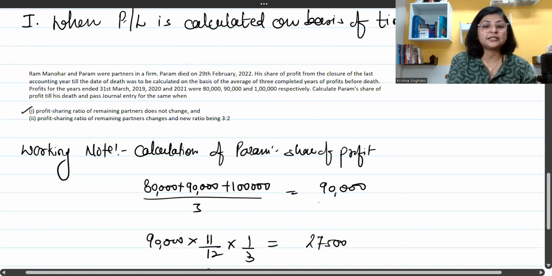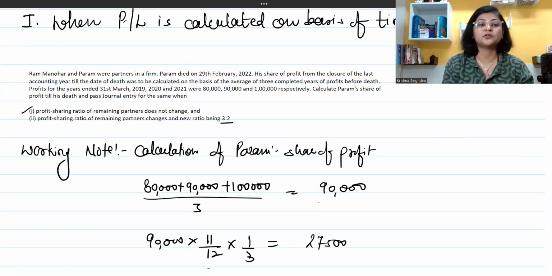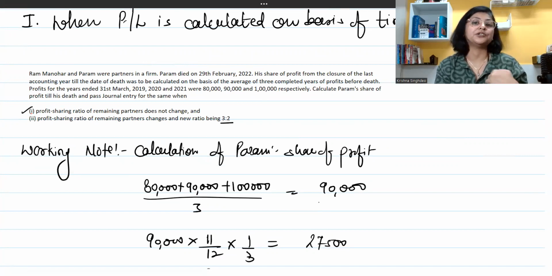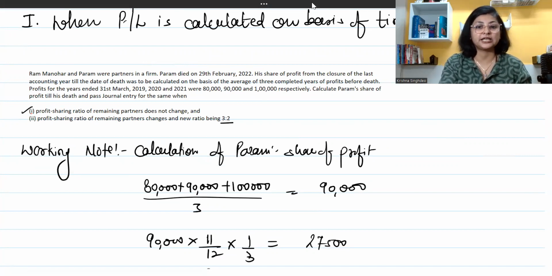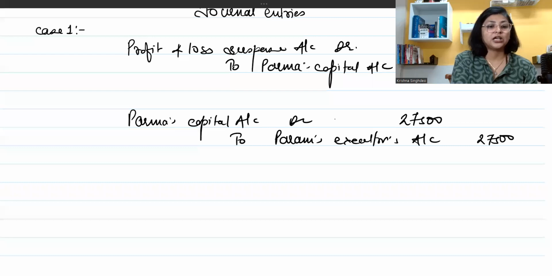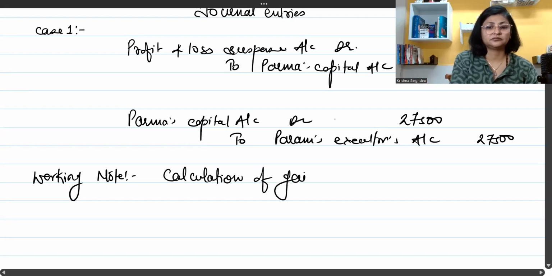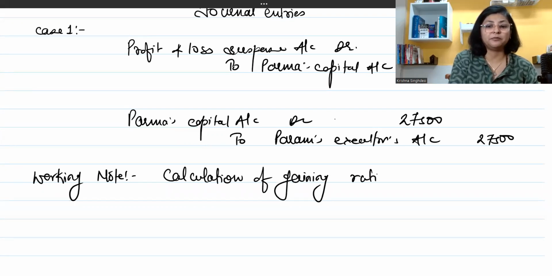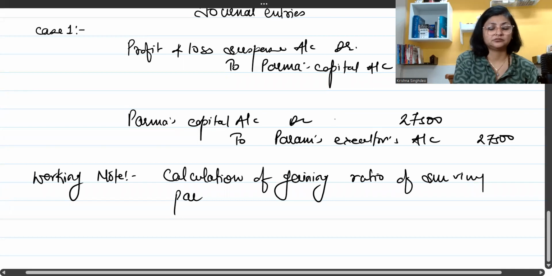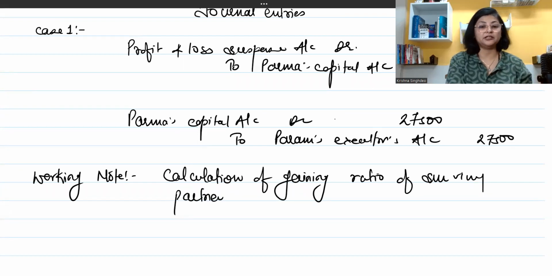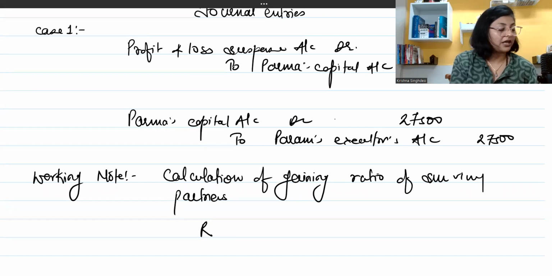Now, when the profit sharing ratio of partners is changing, which is given in case 2, if you read over here, you can see the profit sharing ratio of remaining partners who are Ram and Manohar, it is going to be increased to 2 in the future. So what do we have to do in such case? We will have to calculate in what ratio these partners are gaining. So I'll make one more working note over here. Under this working note, I will write calculation of gaining ratio of surviving partner. Surviving or continuing partners, whatever you want, you can write.